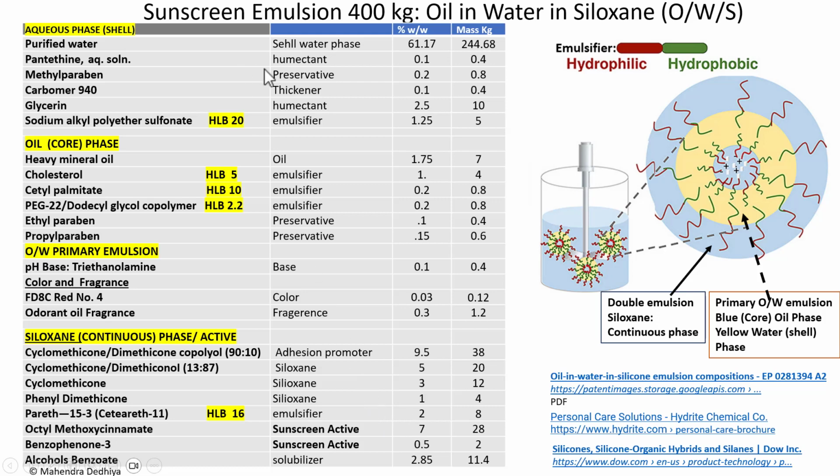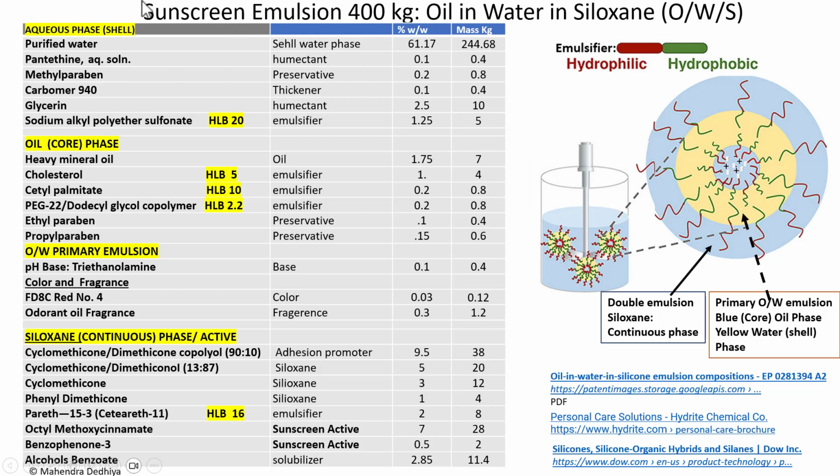We'll look at the double emulsion sunscreen formula: 400 kilogram oil, water, and siloxane. Just to refresh, in a double emulsion, the core is oil, yellow in this case is water, and the outer blue is siloxane. A double emulsion contains three major phases.